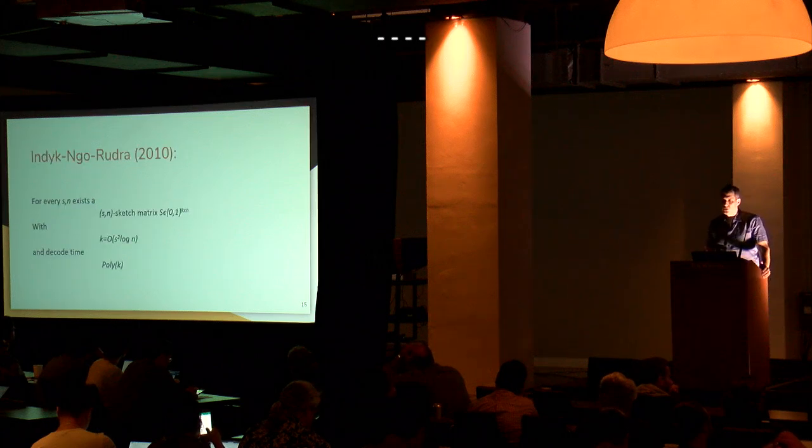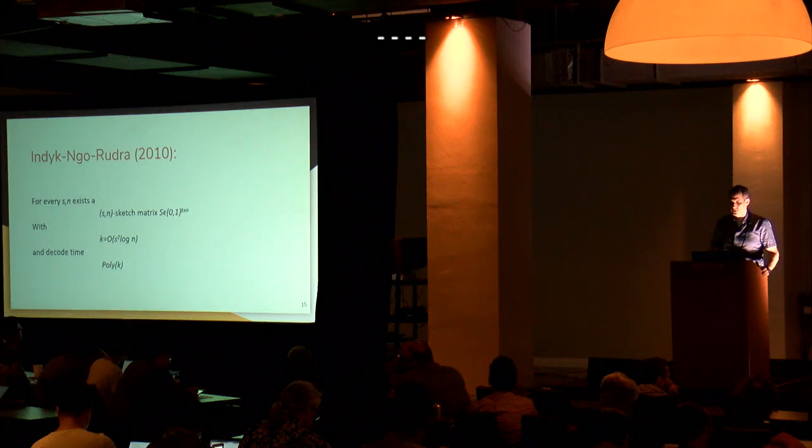So Indyk, Ngo, and Rudra extended this idea, and they showed that for any s and n, there exists an s-sparse sketch matrix of size k times n, where k equals order of s squared log n, and the decoding time is polynomial in k.